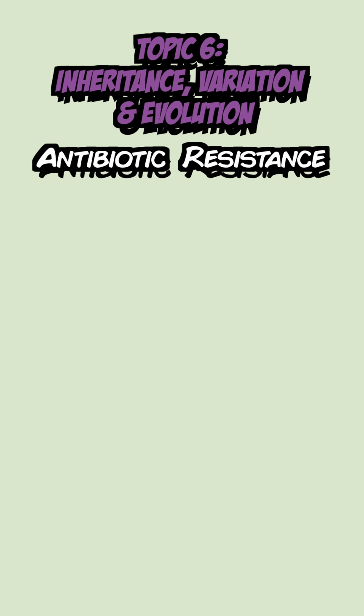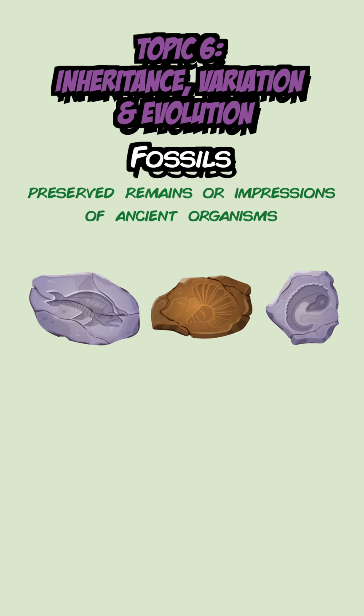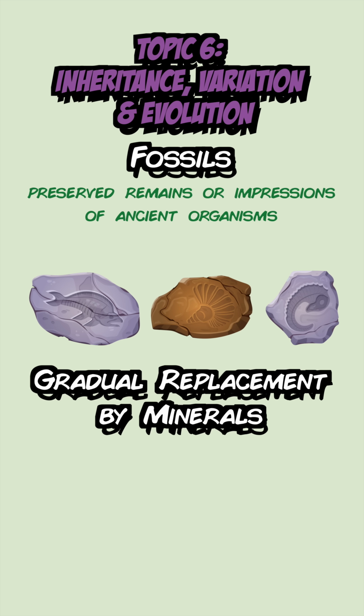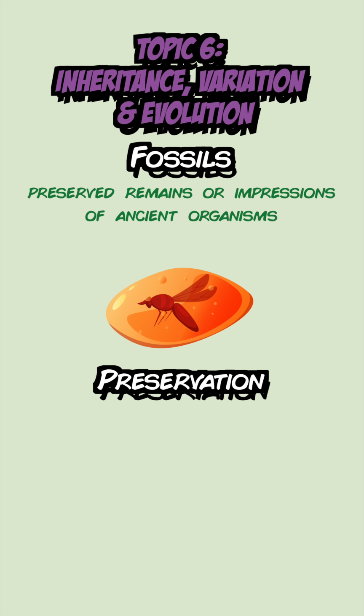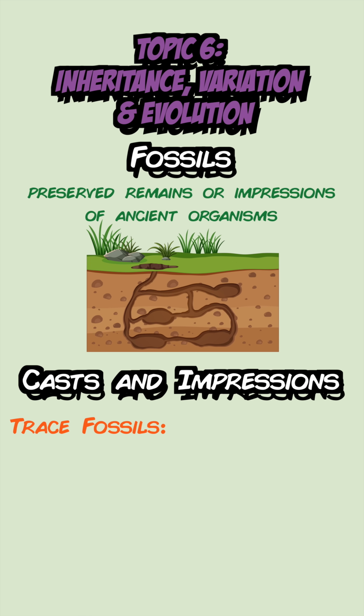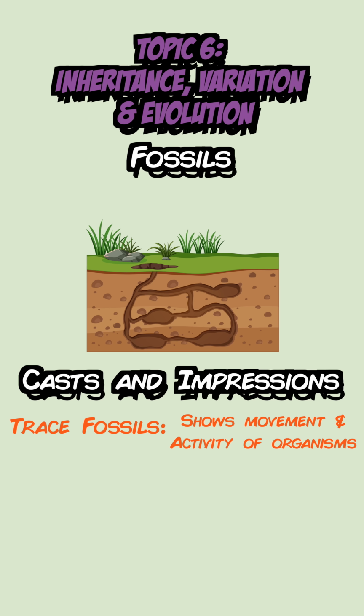Another piece of evidence for evolution are fossils, which are preserved remains or impressions of ancient organisms. They can be formed by 3 methods. One is where hard parts of an organism, such as teeth and shells, are gradually replaced by minerals. Another is when an organism dies in areas where microorganisms can't work, such as amber, tar pits, glaciers, or peat bogs. And the third way is when trace fossils are formed, which show the movement and activity of ancient organisms.